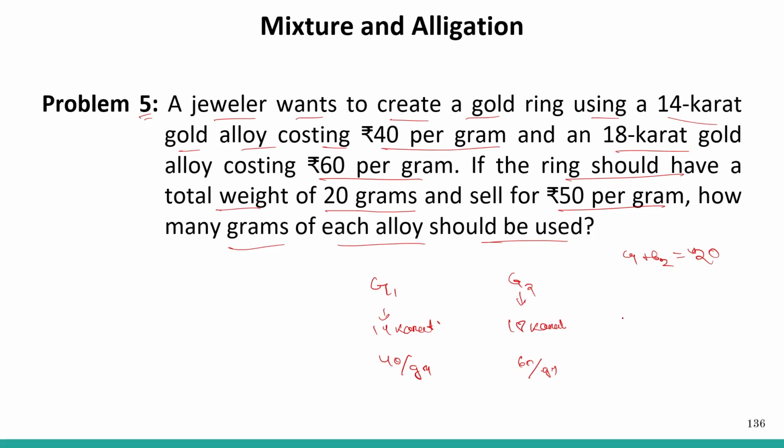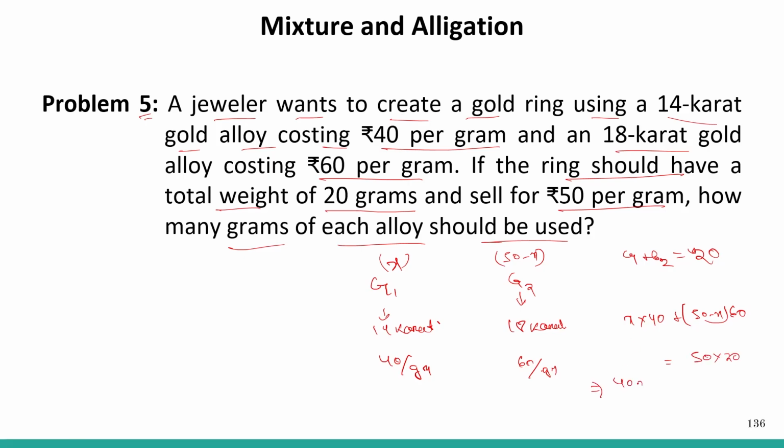So let's see. Let G1 have x amount, and the other one have 50 minus x, right? So how will we proceed? If we do this, then how many grams of each alloy should be used? Let's go forward. We want this much pricing, right? So x into 40 plus (50 minus x) into 60 is equal to the given 50 into 20. We can arrive at this algebraic equation.